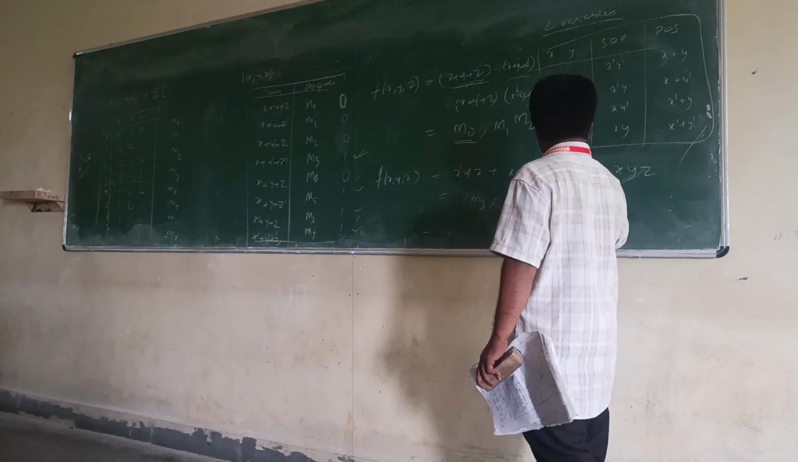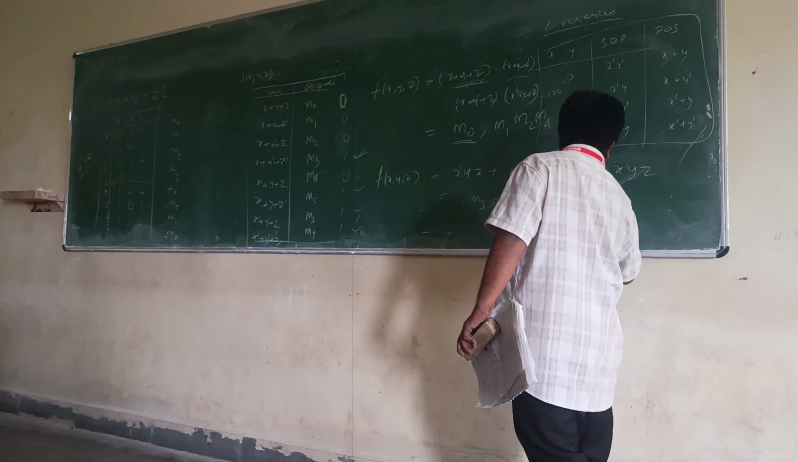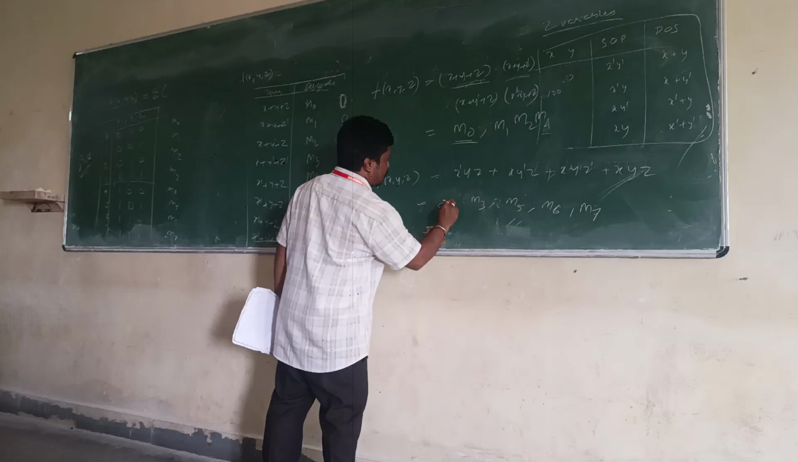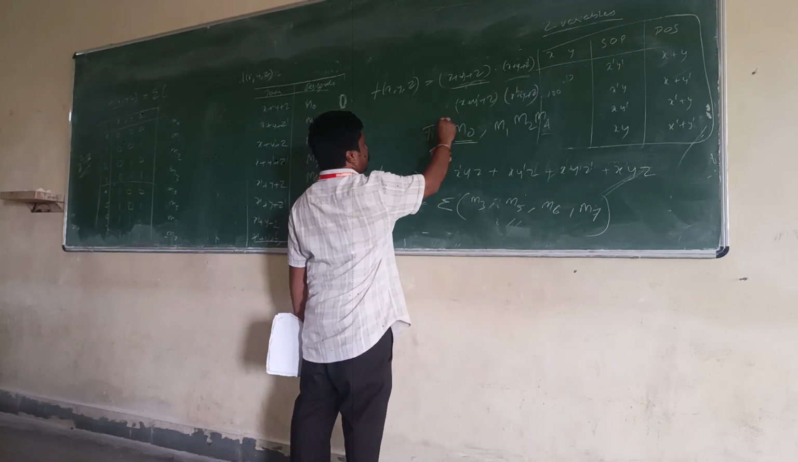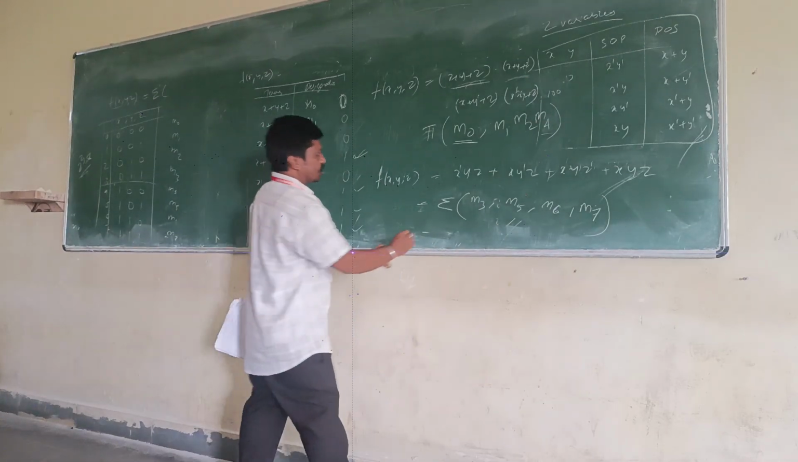X, Y, Z bar. Okay, this is M6. This is to be the M7. Okay, this is the summation form. Okay, this is the summation form. This is the 5. That is the product form.